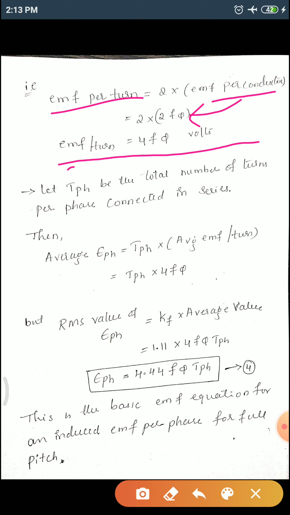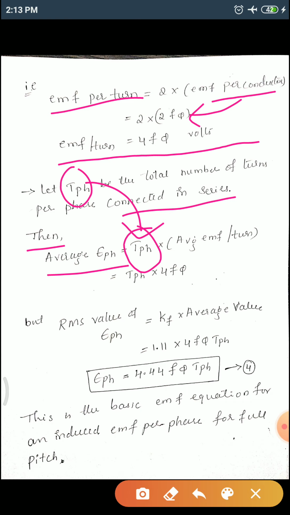Let T_ph be the total number of turns per phase connected in series. Then T_ph also comes into the EMF. The average EMF per phase will be equal to the number of turns per phase into the average EMF per turn, that is, total number of turns T_ph into 4fΦ. So this is your average value.